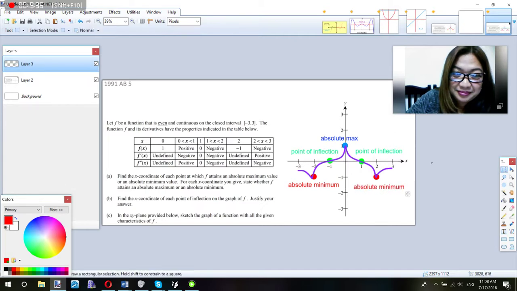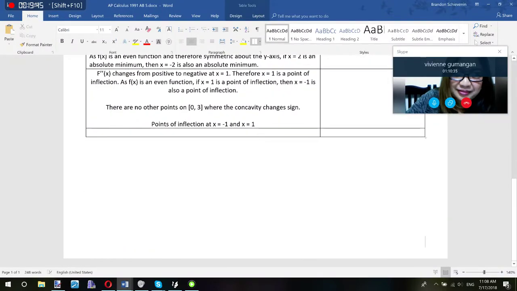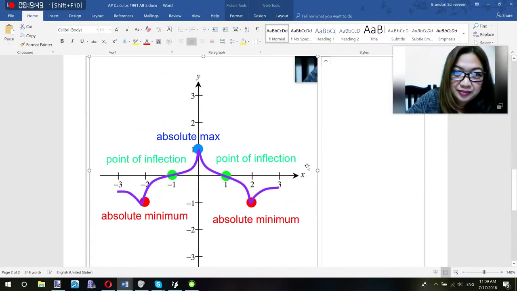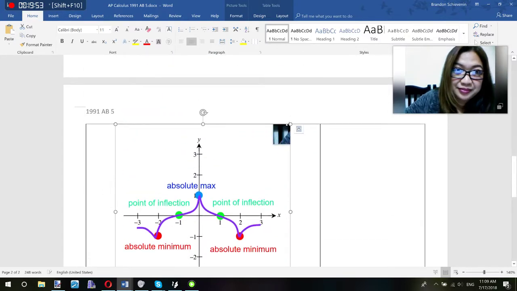Perfect. So that gives us our graph with all of our information. So let me flatten this so everything's together, and we'll have everything we need. Okay. Shorten this just a little bit.